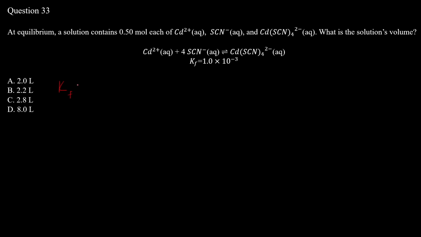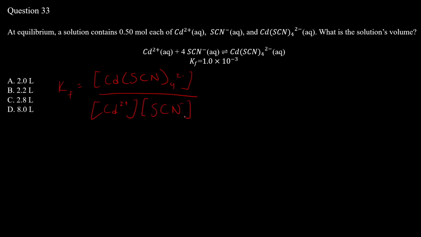So Kf is going to equal, it's just going to be the products, so cadmium tetrathiocyanate over the reactants, cadmium 2 plus, and then you have your thiocyanate, but it has a stoichiometric coefficient of 4, so we raise this to the 4th power. All right. We're told that all of this equals 1.0 times 10 to the minus 3. We're told that for all of these reactants and products here, there's 0.50 moles of each of these, and we're asked to find the volume.